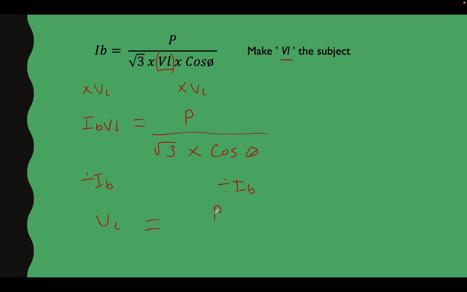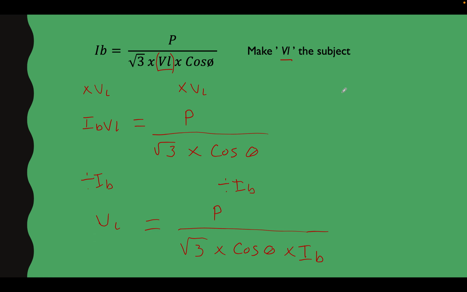And what's this side look like now? Let's go for it. This P's still there, done nothing to that. The square root of 3, that's still there, didn't touch that. Multiplied by cos phi, that's still there, we don't mind that being there, nothing's happened to that so far. And then what else has happened? We're divided by IB. Okay, so we've got to add this onto the end now, haven't we? Okay, so divided by IB at the end there.